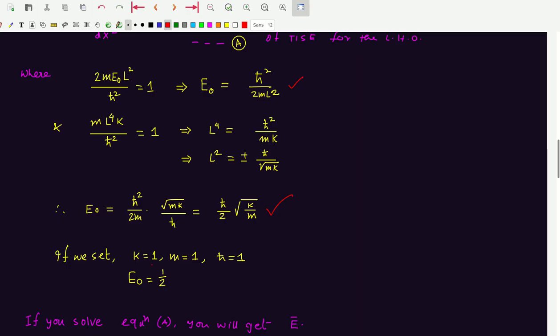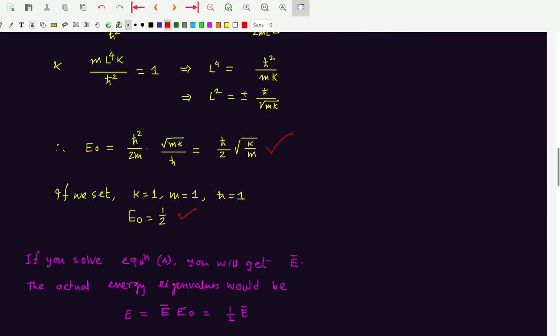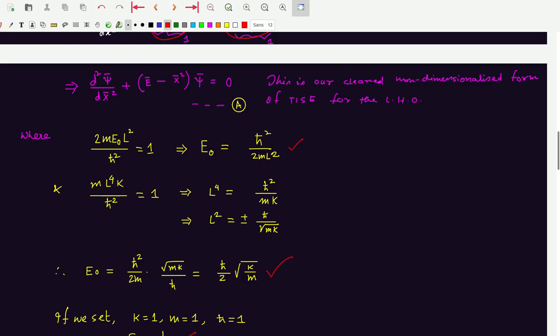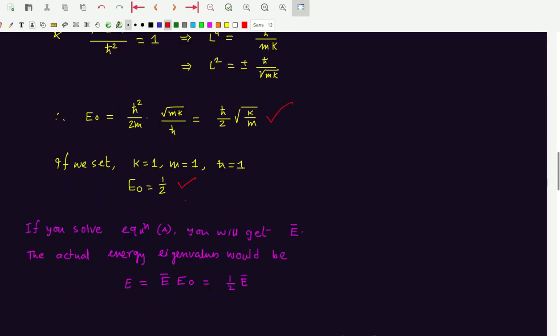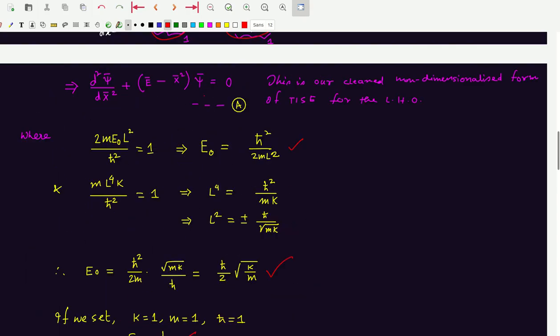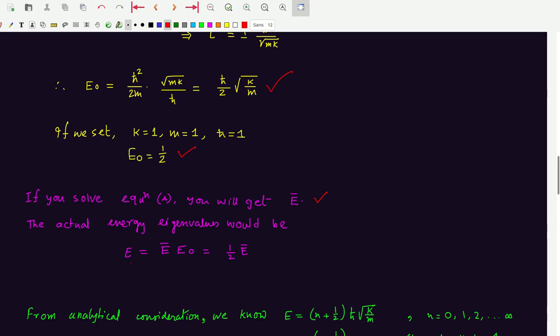If we set k equals 1, m equals 1 and h bar equals 1 for numerical calculations, we get e0 is half. If we solve equation A, this clean differential equation, you will get e bar, because our equation is in terms of e bar, but the actual energy eigenvalues would be e, that is e bar multiplied by e0. e0 is half, which means whatever you get when you solve the clean part, you have to multiply it by half, and then that will be the actual eigenvalue.